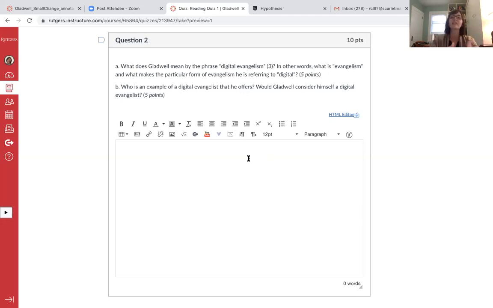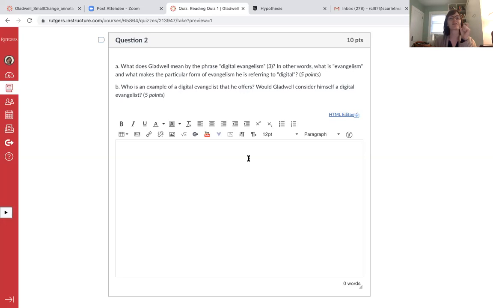He could have said something different, right? Instead of digital evangelism or a digital evangelist, he could have just said people enthusiastic about social media's ability to engage in social activism, right?